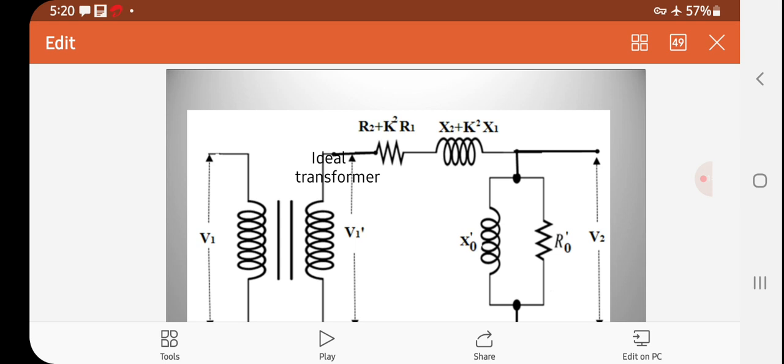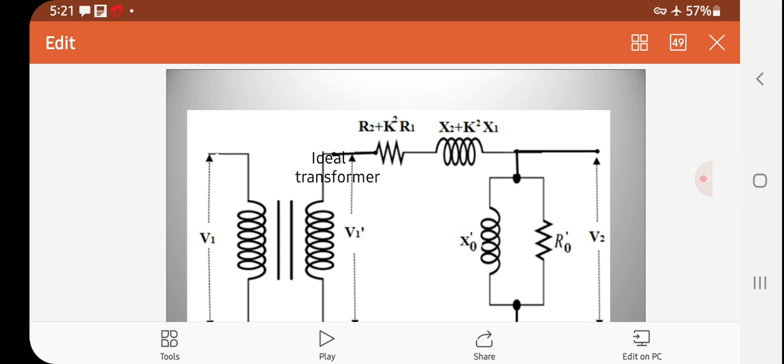Now referred to secondary. If all the primary quantities are transferred to the secondary side, we get the equivalent circuit of a transformer referred to secondary, as shown. The circuit can be further simplified. When primary quantities are referred to secondary, resistance, reactance, and impedance are multiplied by k square, voltages are multiplied by k, and currents are divided by k.